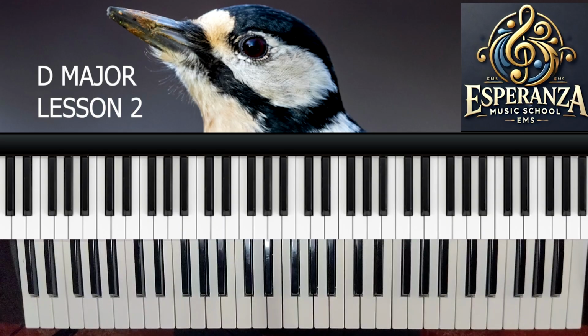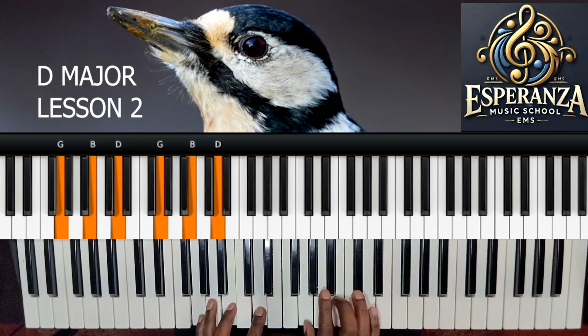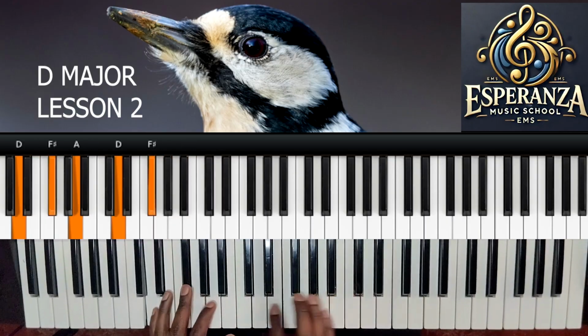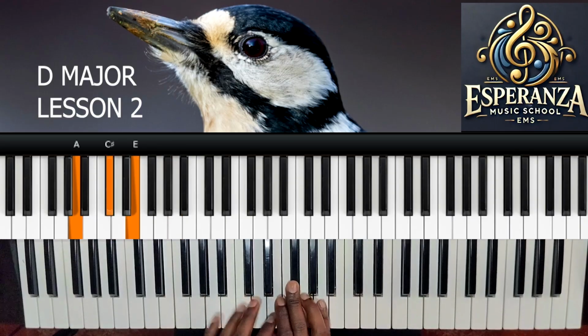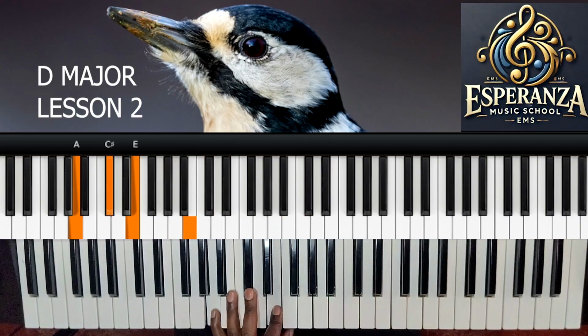Now, since we have built the major, the minor, the diminished, let's go to what we call the chord progression. Chord progression is simply the movement from one chord to another. If I do 1, 4, back to 1, then 5, that's a chord progression.